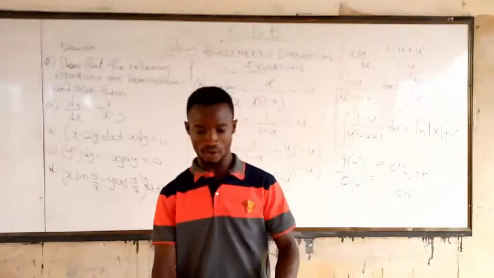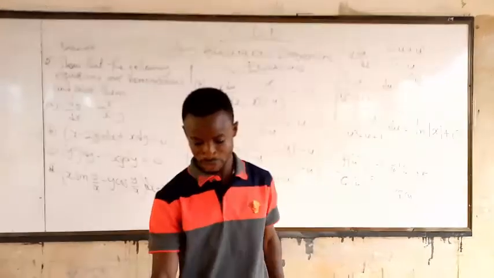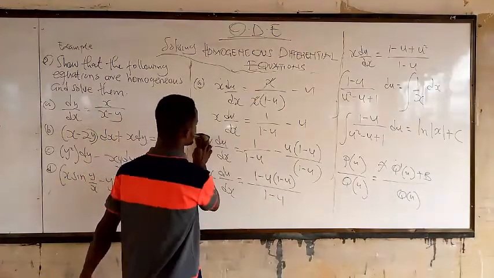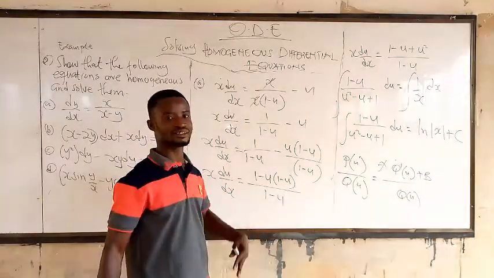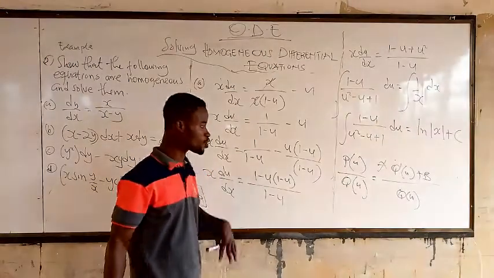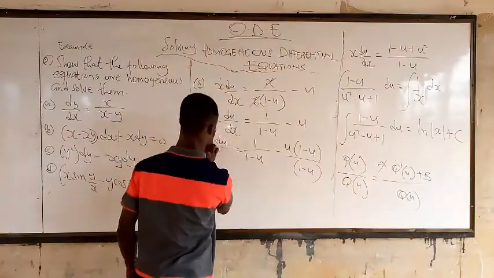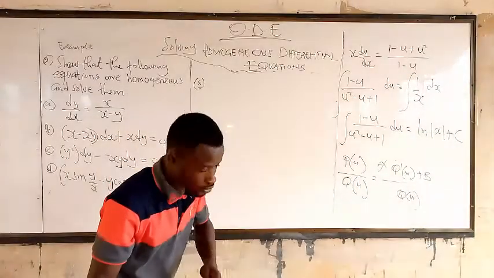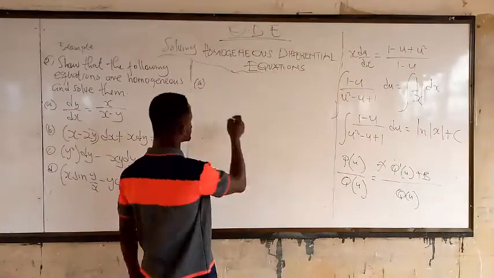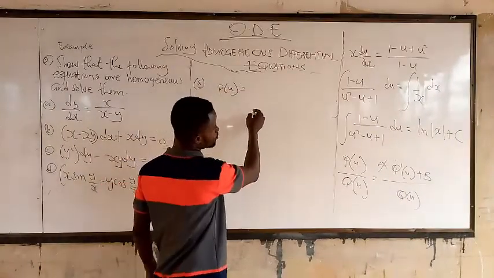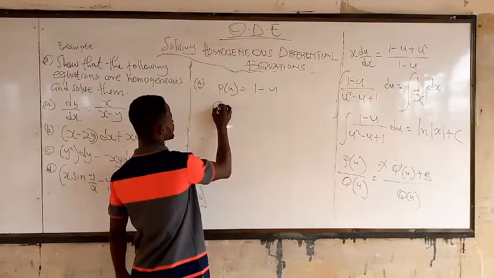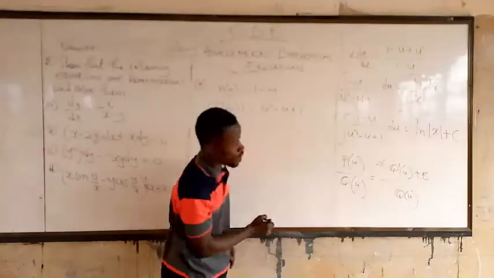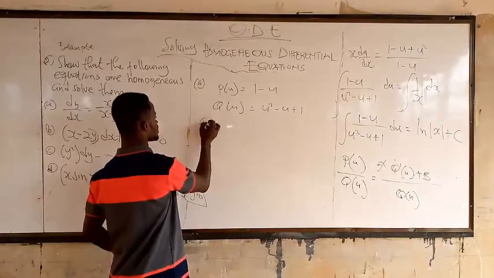Alright, so let's see how we are going to solve such. What we are doing now is calculus 2. We are done with the ODE, the homogeneous separable part, and we are now at calculus 2. So here we know that P(u) is 1 minus u, and Q(u) is equal to u squared minus u plus 1. So here we need to differentiate this.